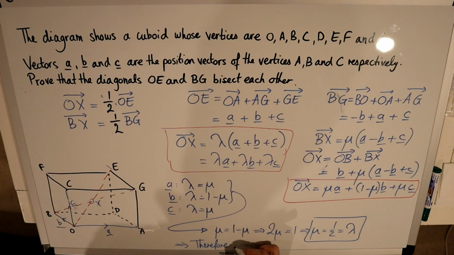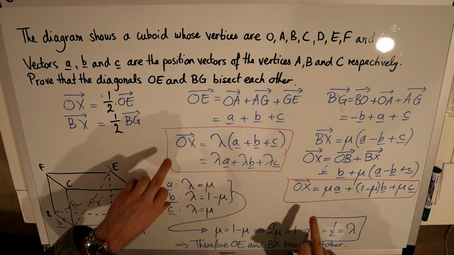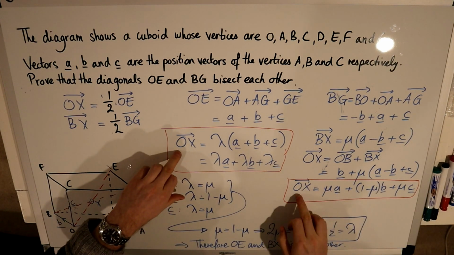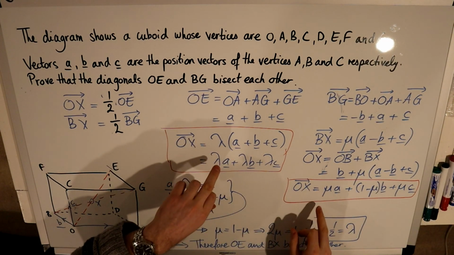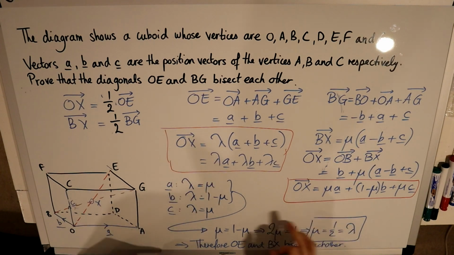Therefore, OE and BG bisect each other. So we're always looking for a way to express one single vector via 2 different directions, using 2 different unknowns, to then solve the simultaneous equations. Voila.